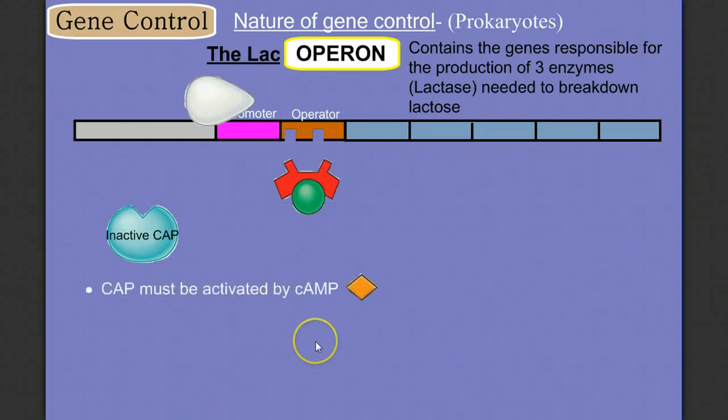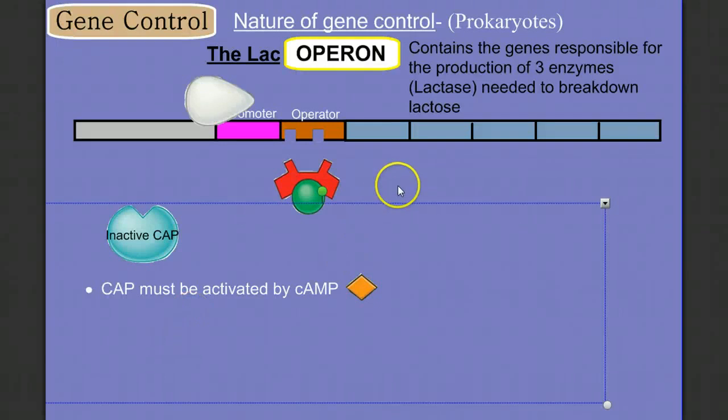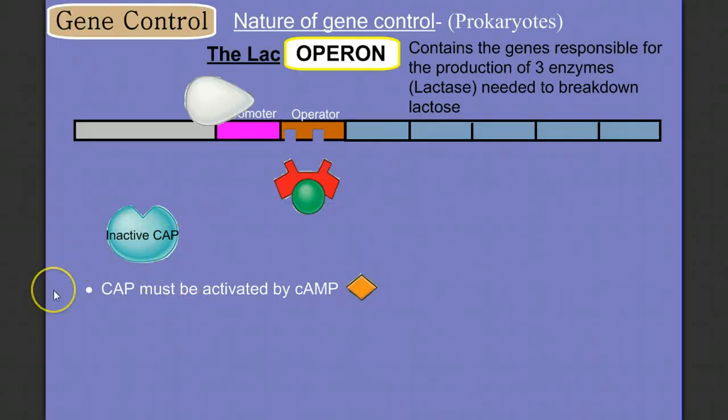It must be activated by a molecule called cAMP, which is cyclic adenosine monophosphate. It's related to adenosine diphosphate and adenosine triphosphate. It's basically ATP minus two of the phosphate groups. And so we need to have cAMP available in order to activate CAP to help the RNA polymerase bind to the promoter.